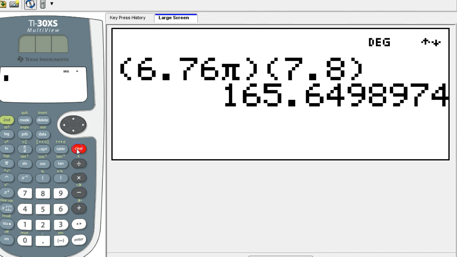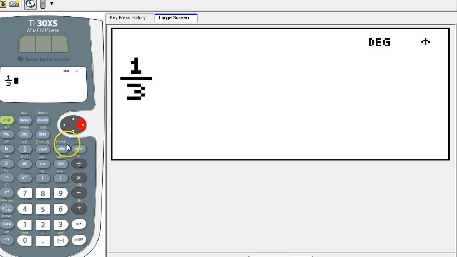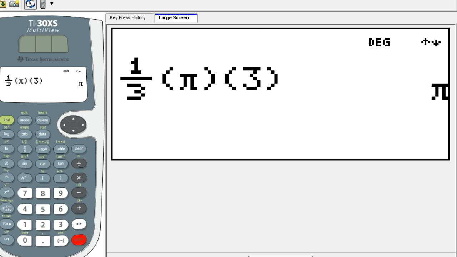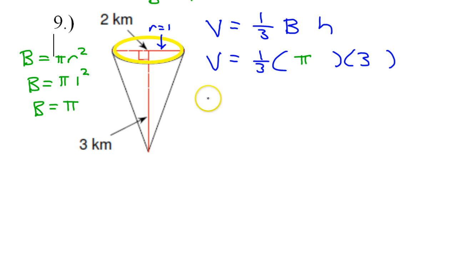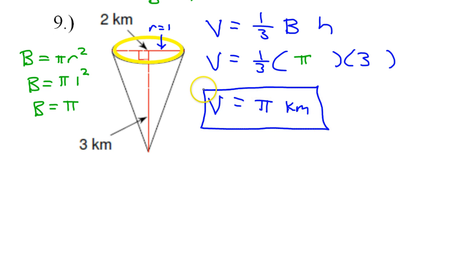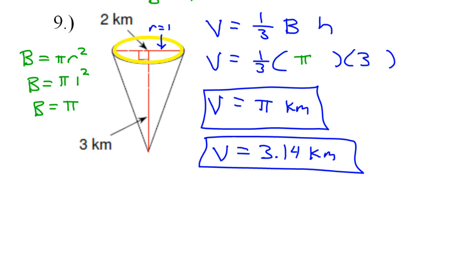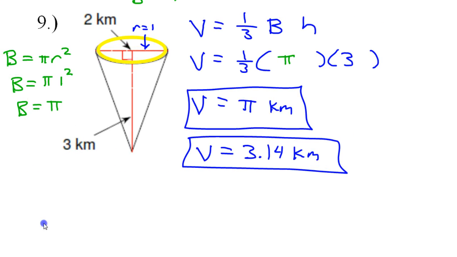I'm curious what would happen if I type this in my calculator. All right, 1/3, and what if I did pi and then times 3? Yeah, the calculator gets it. All right, calculator's cool. So the volume is going to be pi kilometers cubed. Now we were told to put everything in decimal form, so that would be, of course, 3.14 kilometers. All right, we've memorized that one. It's just so fun to put pi. I just can't resist, even though we're all about the decimals today. All right, so that is it for number 9.